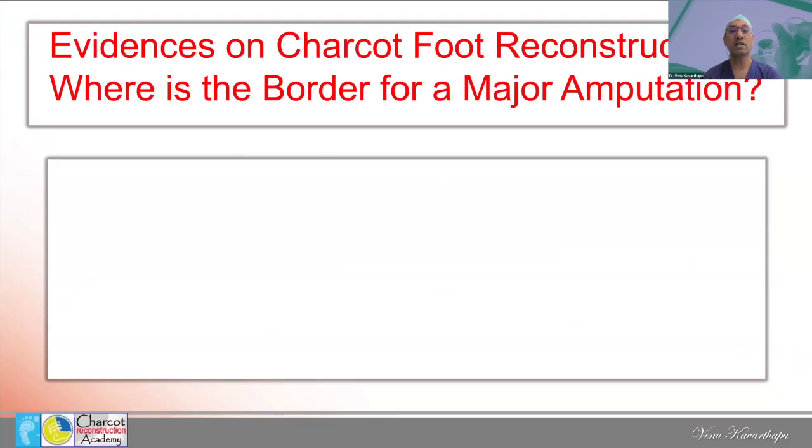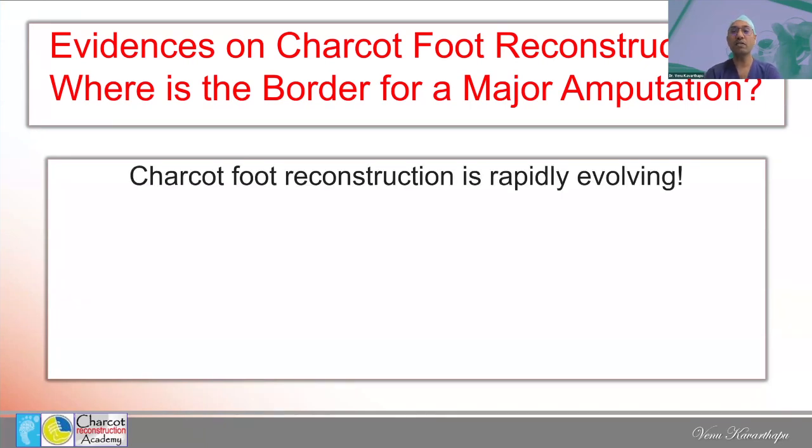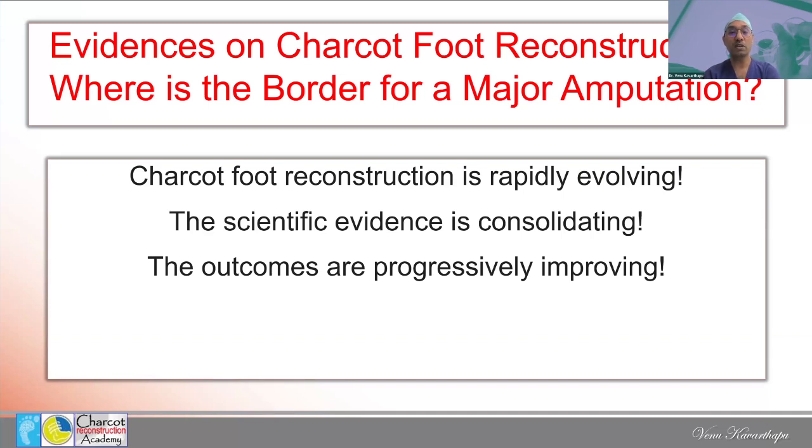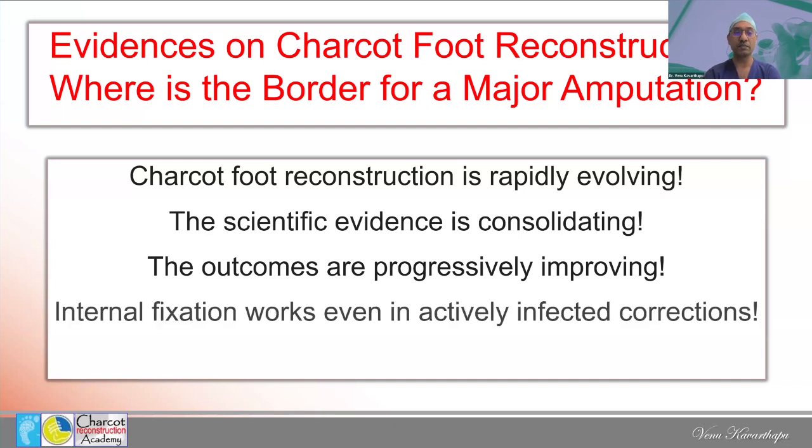assessed further. So to summarize, by sharing our experience, we feel that Charcot foot reconstruction as a subspecialty is rapidly evolving, and more new techniques are coming out with successful outcomes, and the scientific evidence is also consolidating on these techniques. The outcomes are so far progressively improving for reconstructions.